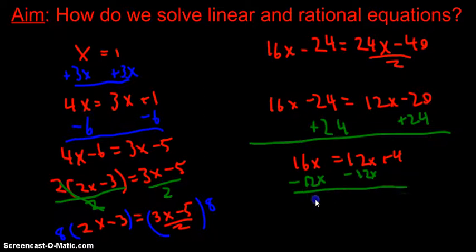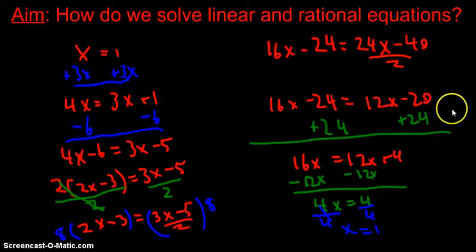We'll get 4x is equal to 4. You're allowed to divide both sides by the same number, so let's do that. And we'll get x is equal to 1, which is what we said it was. If you actually substitute the value 1 into any of these equations, both sides will be equivalent in value. Alright, so let's take a look at an example.